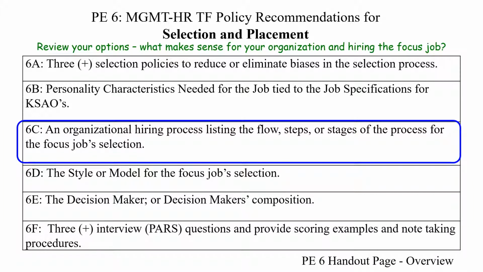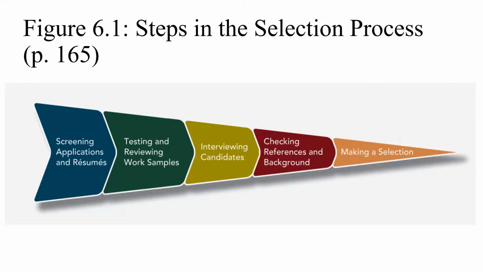We'll start with task 6C. What would be the hiring process's flow, steps, or stages? And look at the top of the slide in green. What would make sense for your organization and your hiring of the focus job? This figure in our textbook gives the general steps in a selection process, and we can use that as an initial template. But remember, what we're asking is what would you keep, what would you change, and what might you eliminate based upon your organization and the job.